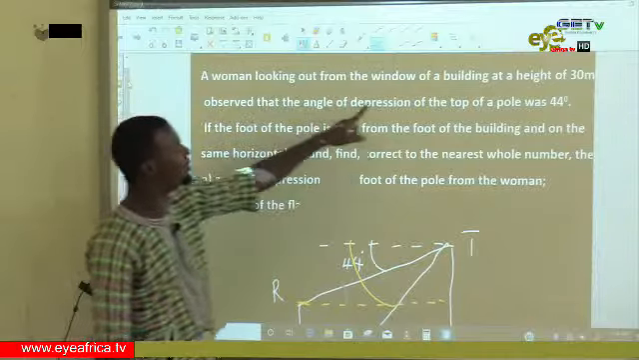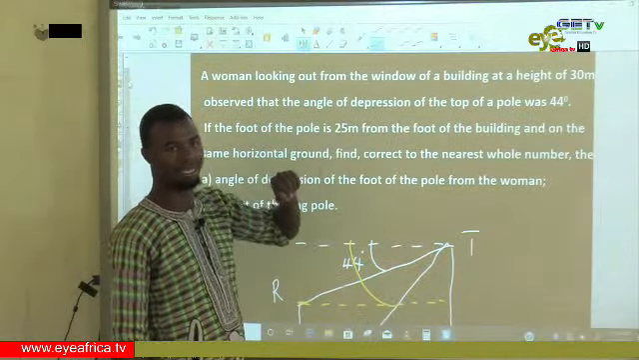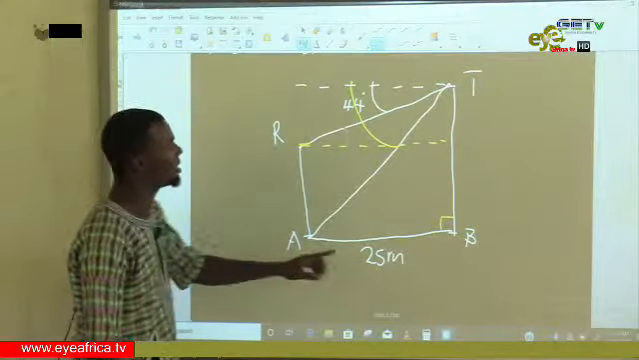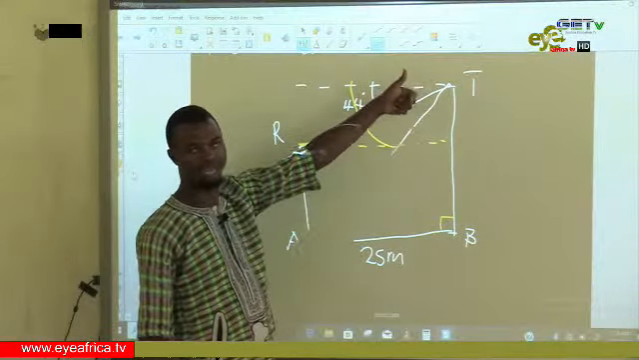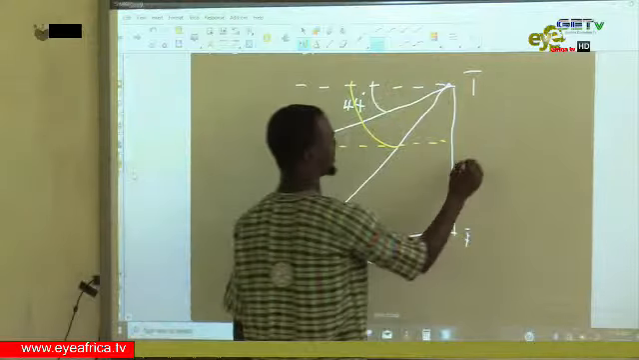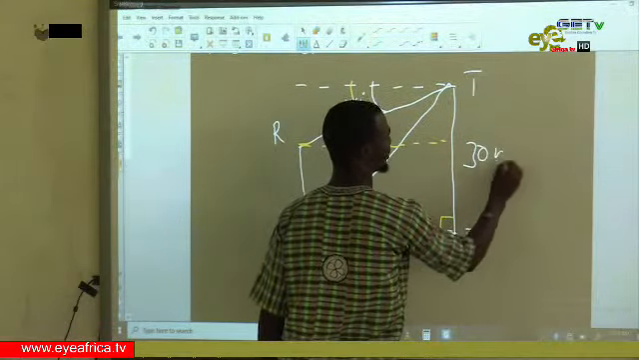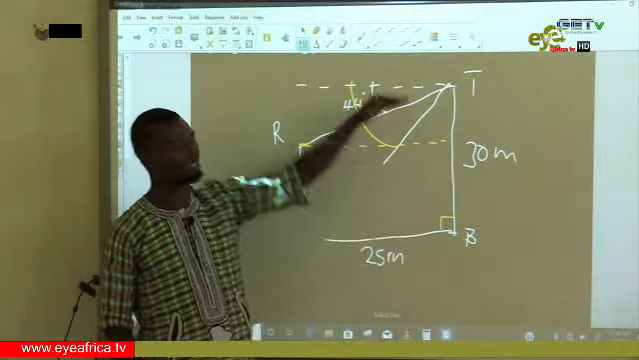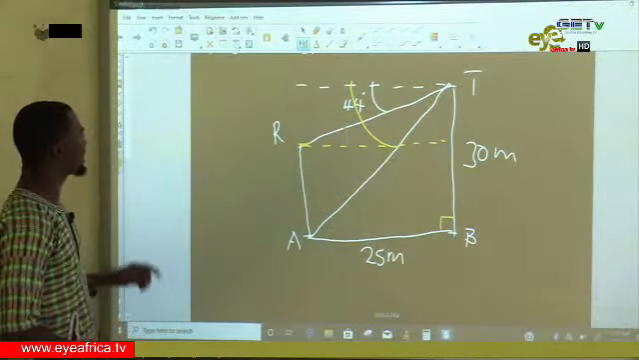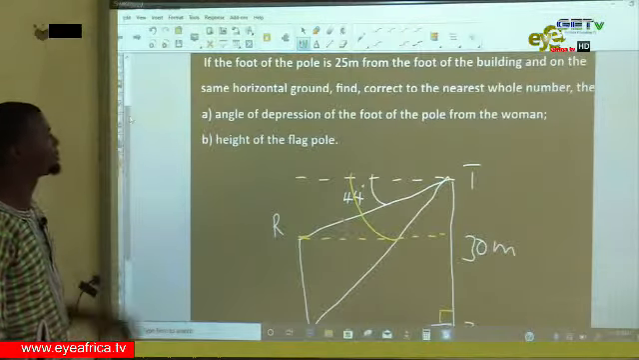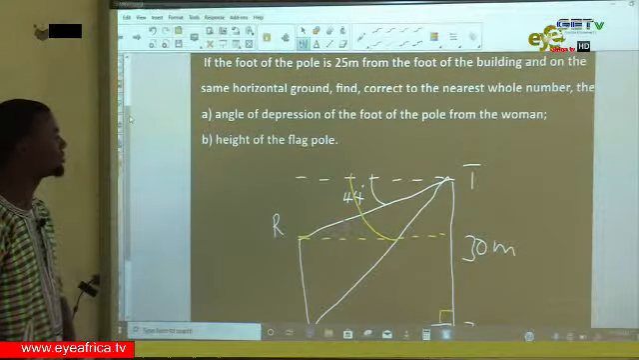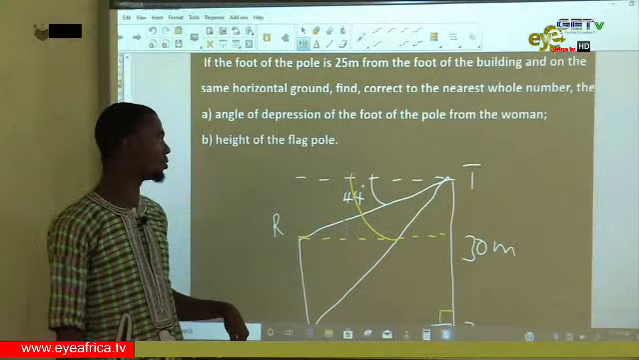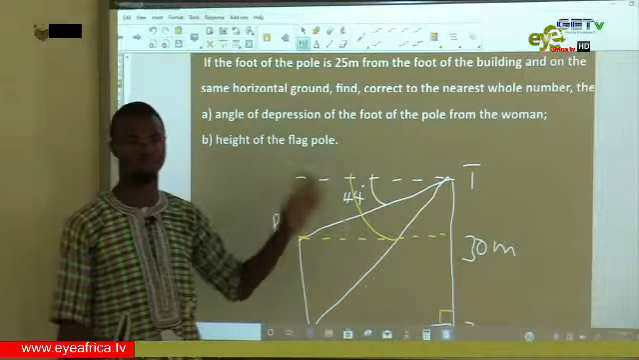A woman looking out from the window of a building at a height of 30 meters. So we put the height of the building from the base of the building to the window where the woman is looking from, that is 30 meters. Now we are asked to find the angle of depression from the woman to the foot of the pole.